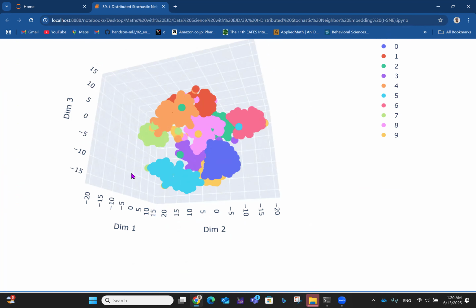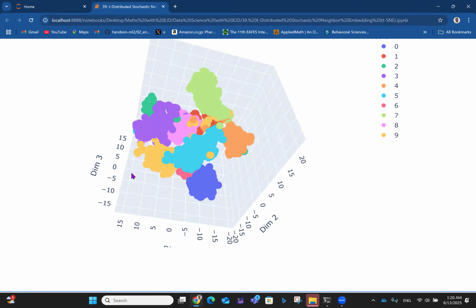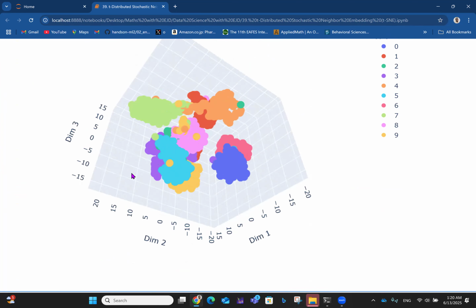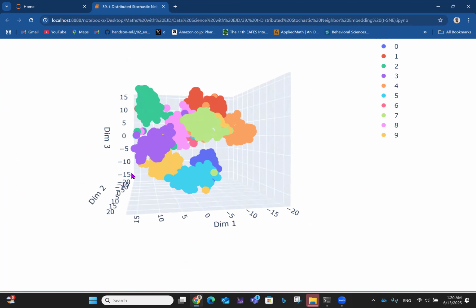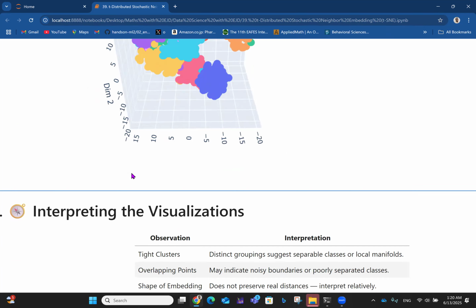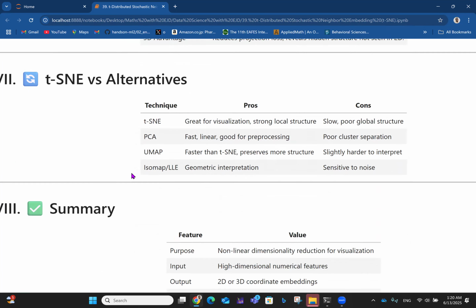Of course, we don't use this on the same data set, so it's hard to compare because this is on a totally separate data set. But I mean, 3D can help you see things you couldn't see in 2D.